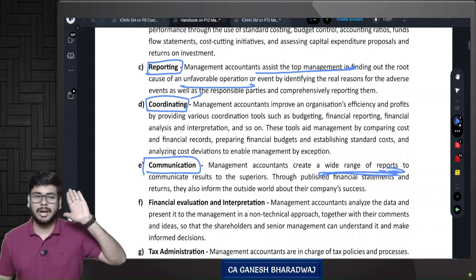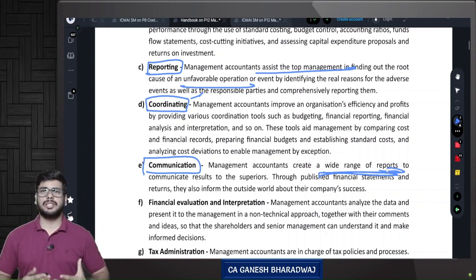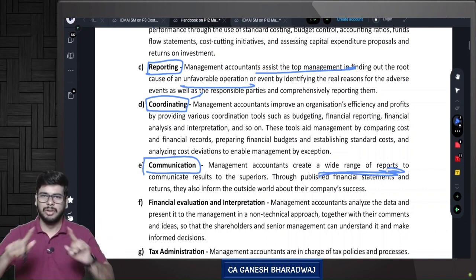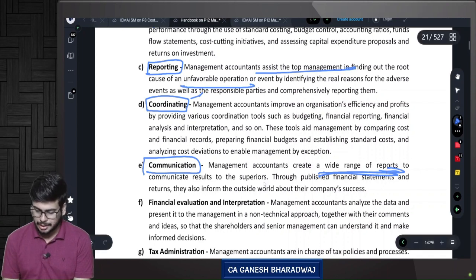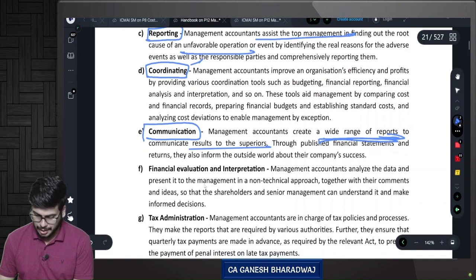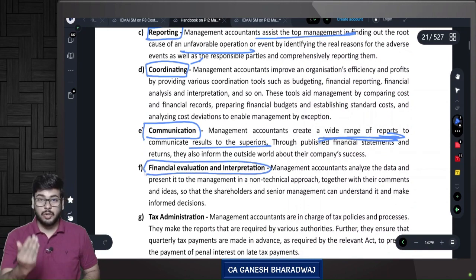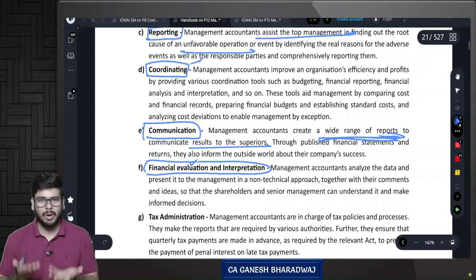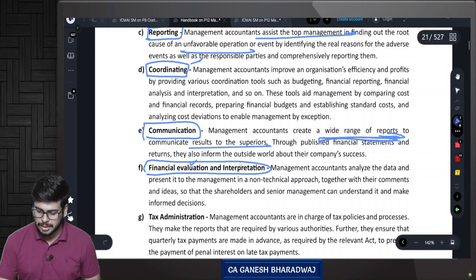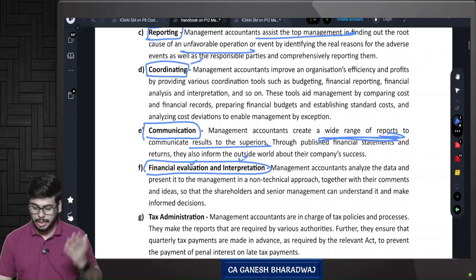So reports are always a prerequisite here in management accounting. So it's not like just randomly, orally, you'll say, sir, go for this, go for that. No, you need to come up with a report and clearly tell him what it is. Clear? Communicate the results to the superior by way of wide range of reports. Fine. Financial evaluation and interpretation. So the financial data needs to be properly evaluated. It all boils down to the same thing, whatever we did in the shutdown versus continue example, and interpreting the results and telling them, sir, whether to shut down or to continue.